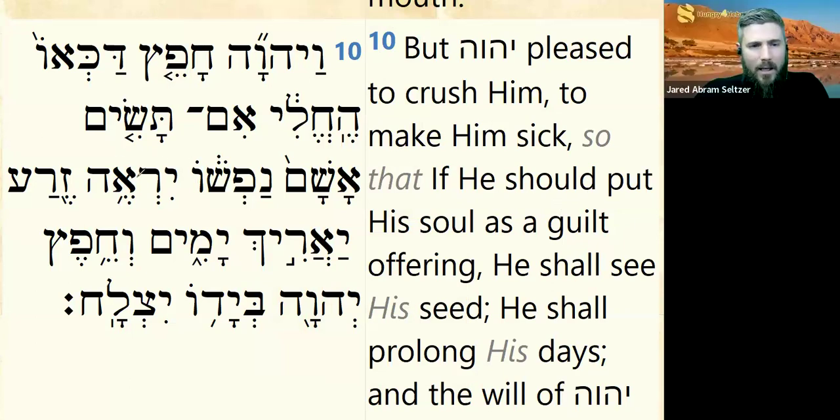Yir'e zera, he shall see seed. Ya'arich yamim, his days shall be lengthened. V'chefetz Adonai, the desire of the Lord, the will of the Lord, biyado, in his hand, yitzlach. Hatzlacha means success. Yitzlach, will succeed.